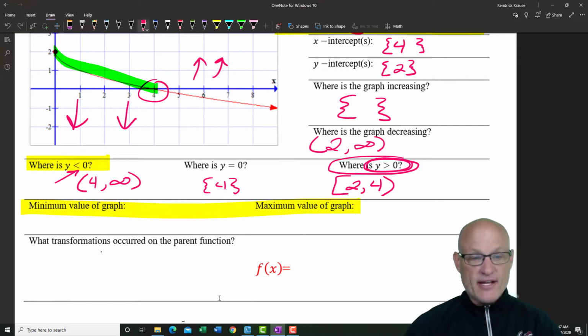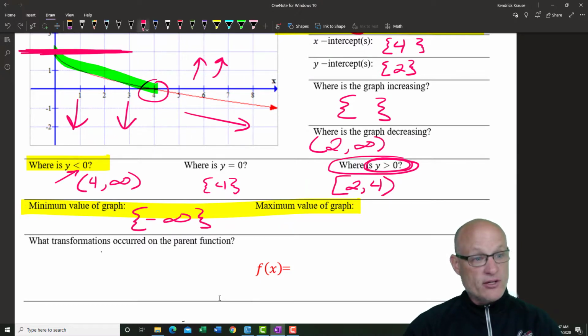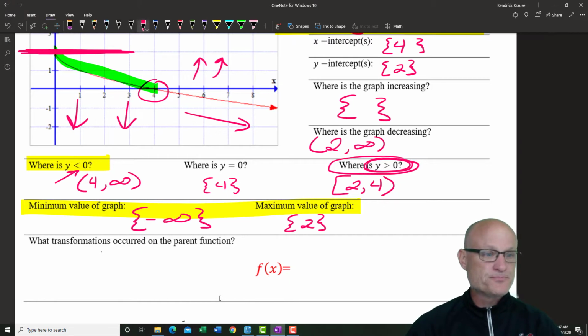What's the smallest value on the graph? Well, it's going down forever and ever and ever. So the smallest value is negative infinity. Now we're going to use y values. What's the highest value? That's right here. That's 2. Again, y values. All right, let's go through this graph.